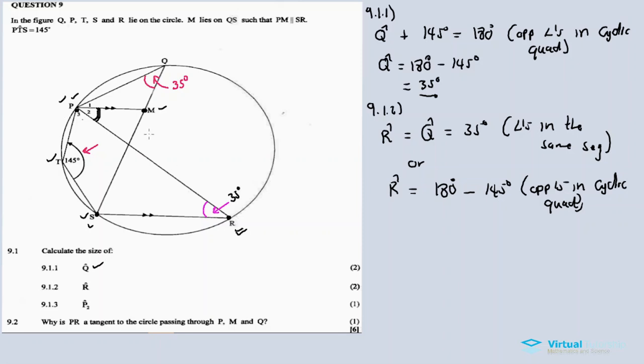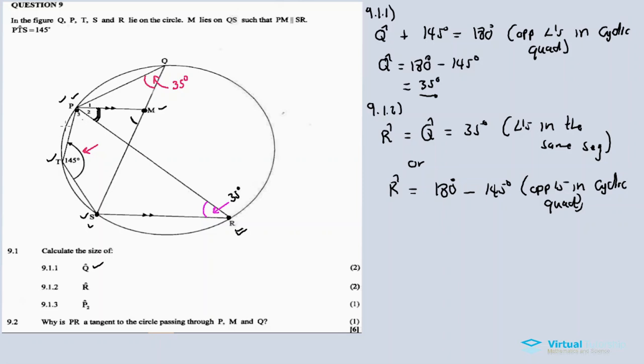And another thing, since it's not a bow tie, even if it were a bow tie, this 35 degrees angle R would equal this angle, right? So since this and this are not equal because it's not a bow tie, it did not help us calculate P2. So how about we look at it in another light, right?